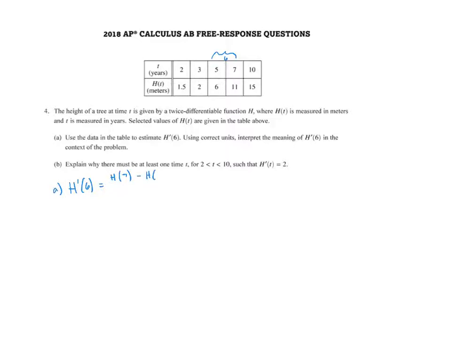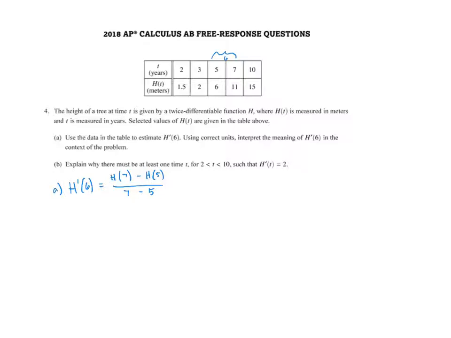minus h of 5 divided by 7 minus 5. That's our average rate of change formula, our secant line slope. So we know that's how we approximate derivatives. And since 6 fell between 5 and 7, that's why we're using 5 and 7.